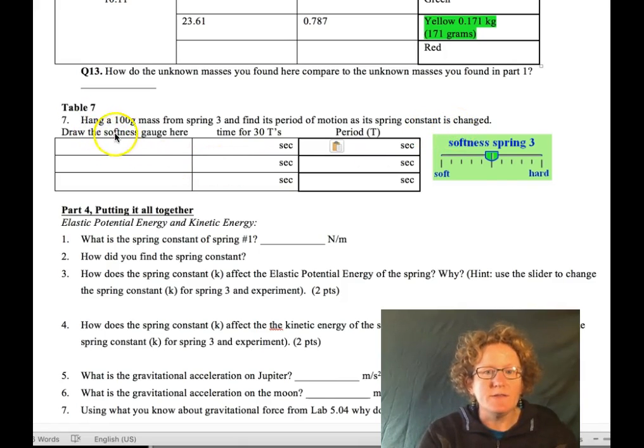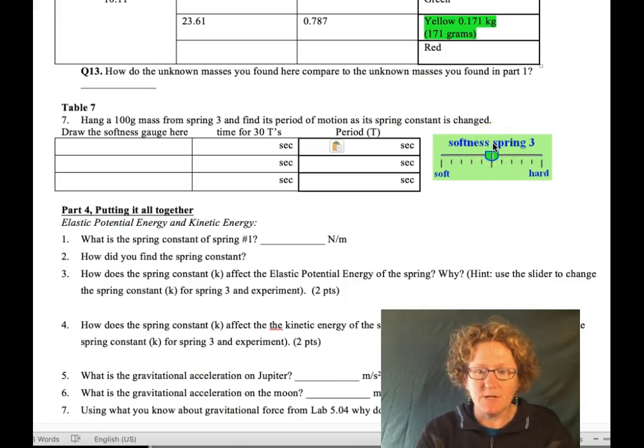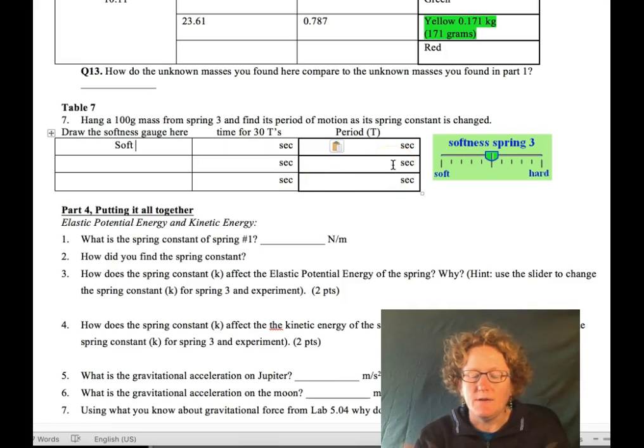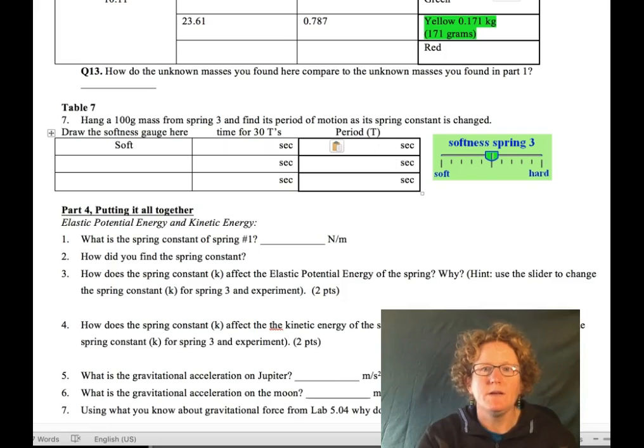So you can draw the softness gauge here. This is the softness gauge, a screenshot from the simulation, or you can just do a little mini screenshot here and stick it in the table if you would rather do that. So for right now, I'm just going to do soft. So we know that it's all the way to the left. Let's go to the simulation and count 30 bounces for a very, very soft spring 3.